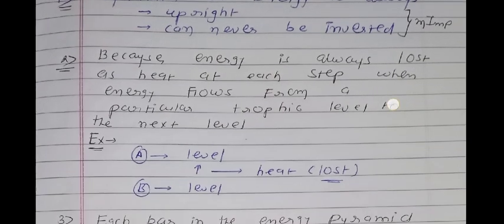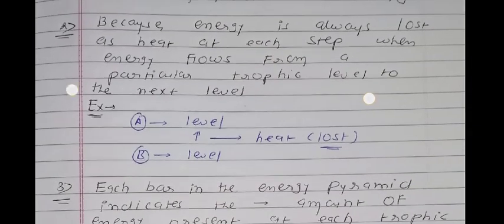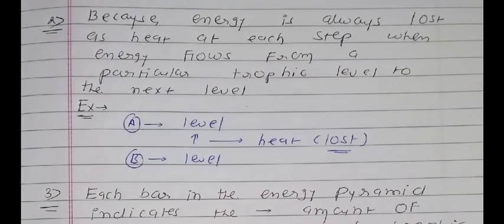Point number 2, because energy is always lost as heat at each step when energy flows from a particular trophic level to the next level. For example, see, we have two different levels, level A and level B.